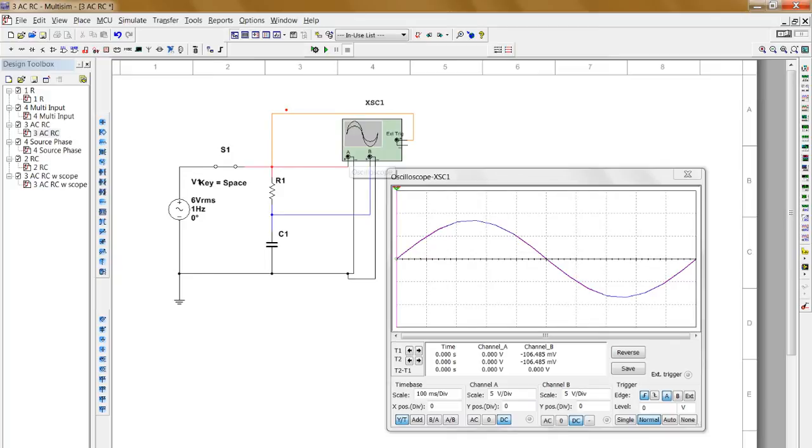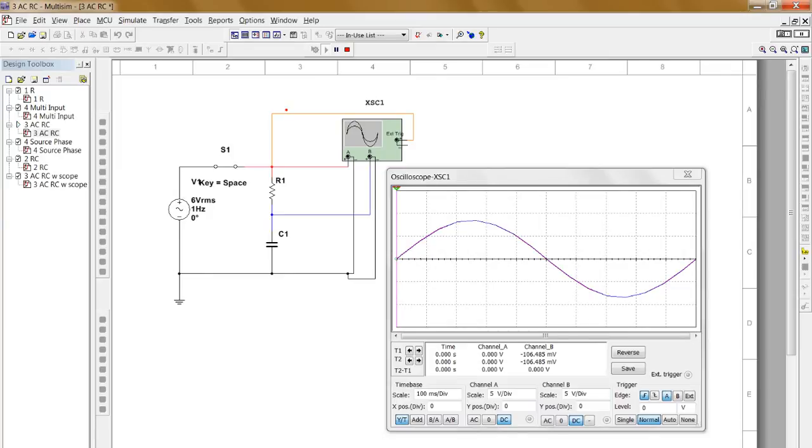But now, instead of looking at the difference between this point and this point, in which case we would be looking at the voltage across the resistor, we're going to look at the voltage across the entire distance, which is the voltage of the source. So when I run that, and you can already see what it's going to look like, these two waves are right on top of each other. So what does that mean?